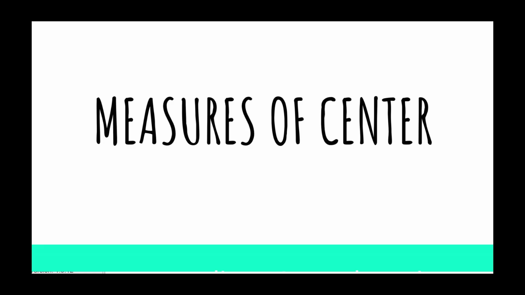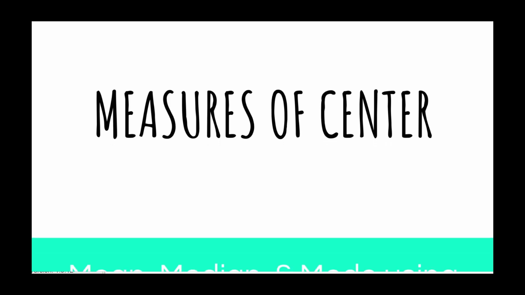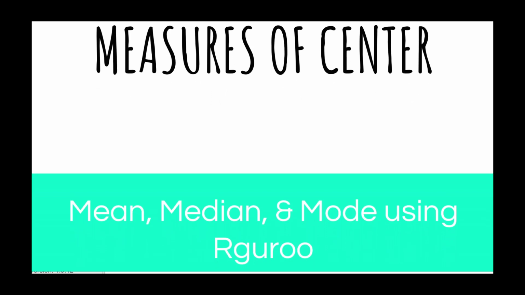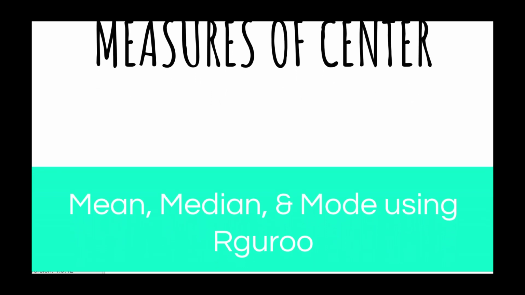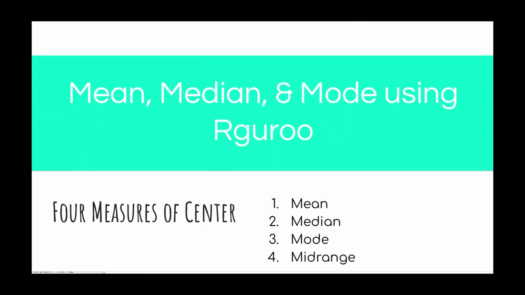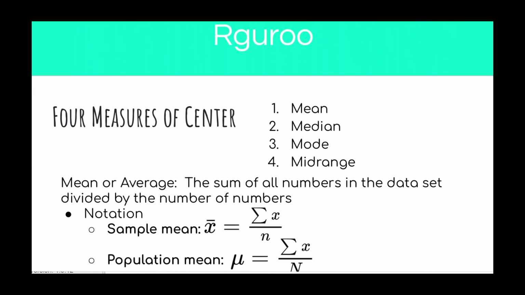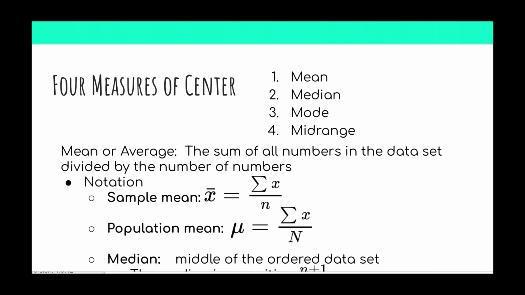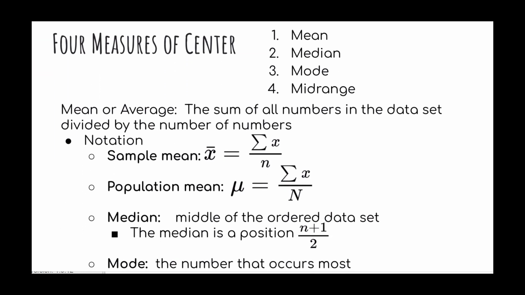Hi everybody, today we're talking about measures of center, mean, median, and mode, and we will be using Rguroo as our technology to assist us in finding these measures of center. Now I mentioned 3 measures of center, mean, median, and mode, but on this first screen you'll see that there are 4 measures of center, so I've added an extra one that I think sometimes gets overlooked, but it is a good one to make sure that we know.